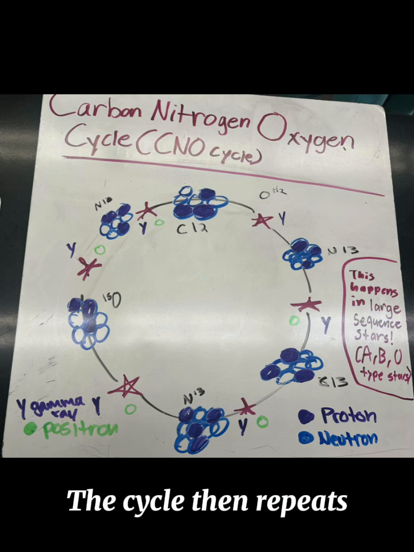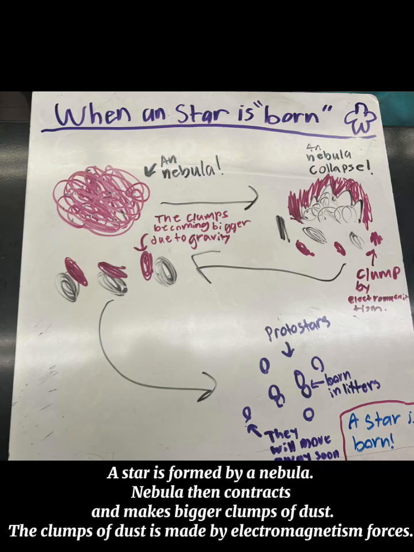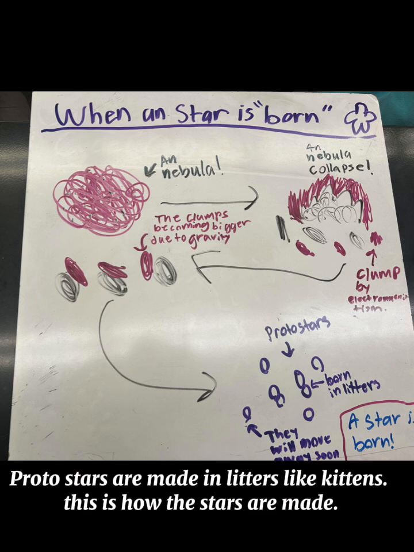The cycle then repeats. A star is formed from a nebula. The nebula then contracts and makes bigger clumps of dust. The clumps of dust are held together by electromagnetic forces. Protostars are made in litters, like kittens. This is how stars are made.